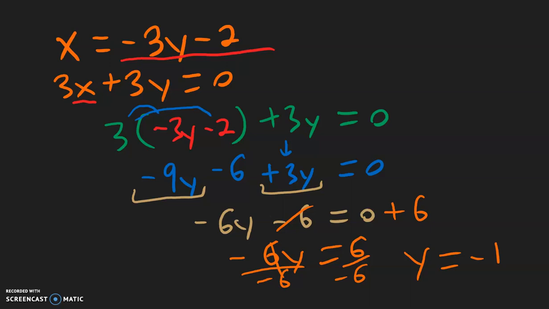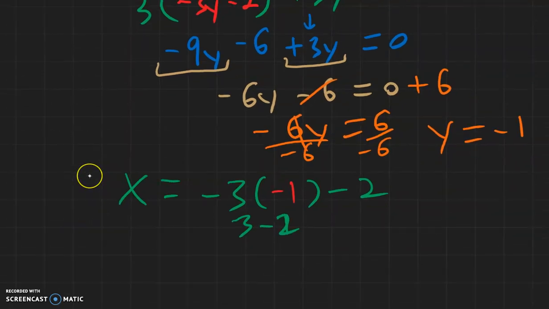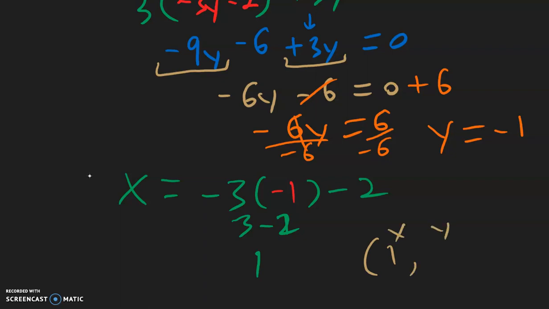And so now because we know that y is equal to negative 1, we need to substitute that back in to find the value of x. So I'm going to use the first equation because the first equation already has x by itself. So the first equation has x equal negative 3y, but in place of y I'm going to put a negative 1 minus 2. So negative 3 times negative 1 is going to be positive 3 minus 2. So 3 minus 2 is going to be equal to 1. So our solution, the x-coordinate is 1. The y-coordinate is going to be negative 1.